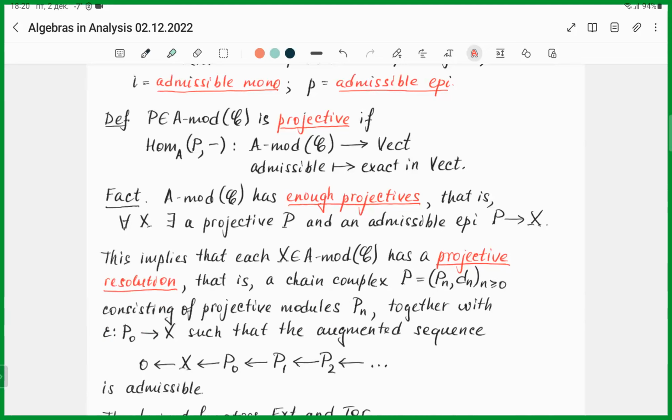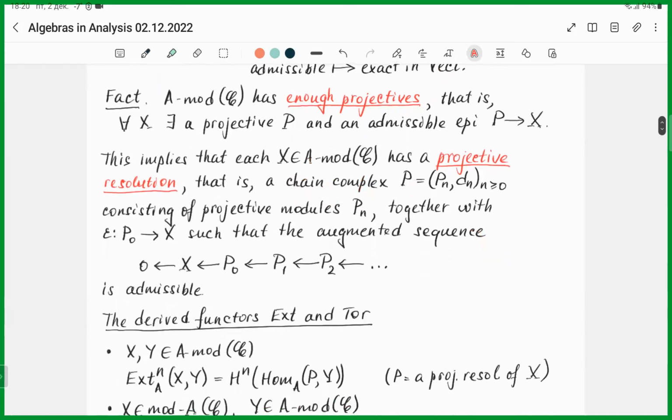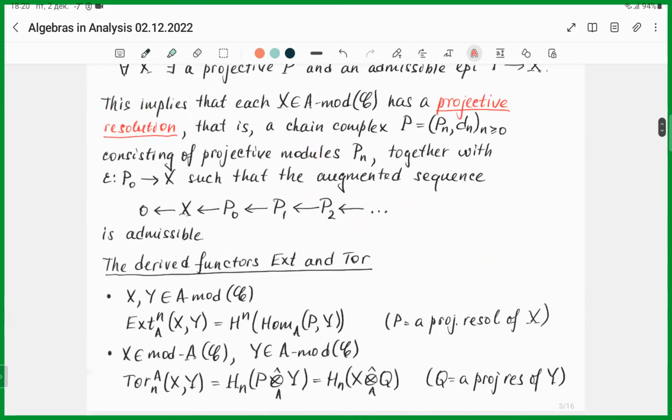Okay, by using projective resolutions, we can now define the derived functors Ext and Tor. So suppose that X and Y are two left topological A modules. Then we take any projective resolution P of X. We consider the cochain complex of morphisms from P to Y. And for each n, we take the nth cohomology, and the space is denoted by Ext^n. And actually, it is the nth derived functor of the Hom functor.